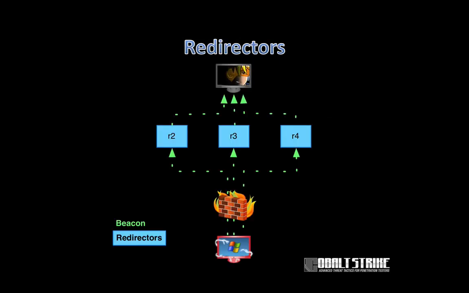One topic I do want to talk about is redirectors. A redirector is a server that sits between your Cobalt Strike instance and your target network, and the redirector forwards traffic back to your Cobalt Strike instance. The value of a redirector is that it is a way to obfuscate where your team server really is. It's also a way to give yourself multiple different addresses and address spaces to work with when doing an engagement over the internet.